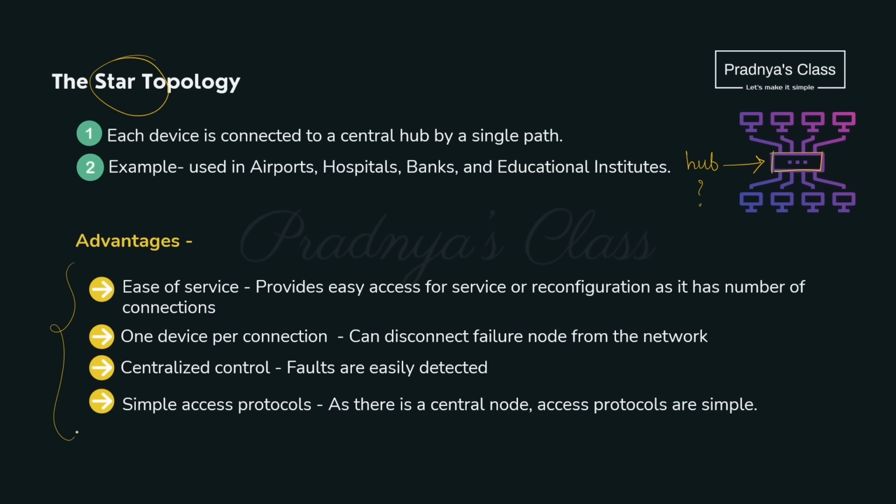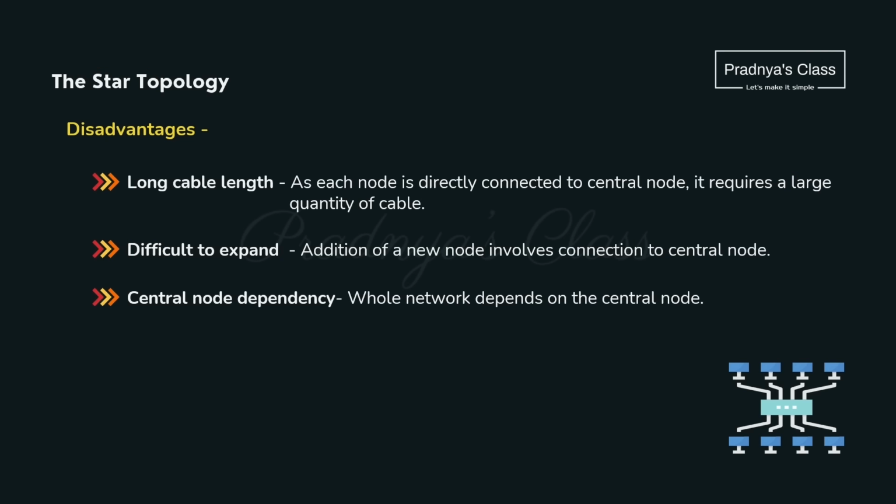What are the advantages? It is easy to configure. In case one device is not working, we can remove it from the network and it will not affect the whole network. As there is a central hub, we have centralized control, and because of that the protocols are simple. Do we have disadvantages? Yes, we need long cable, because we need to connect all the devices to the central hub. It is difficult to expand and the whole network depends on the central node.